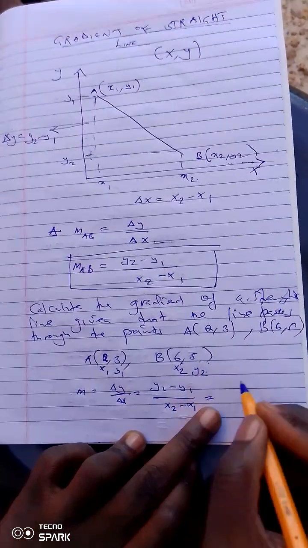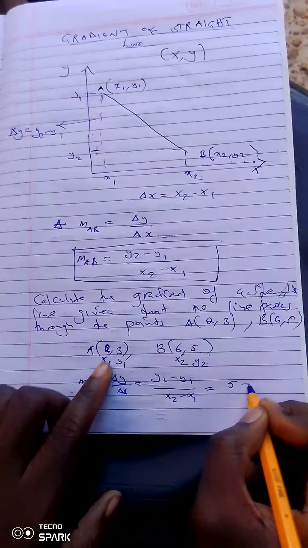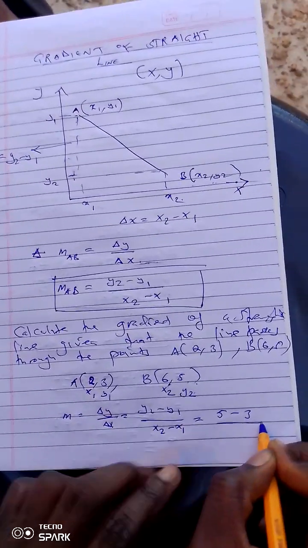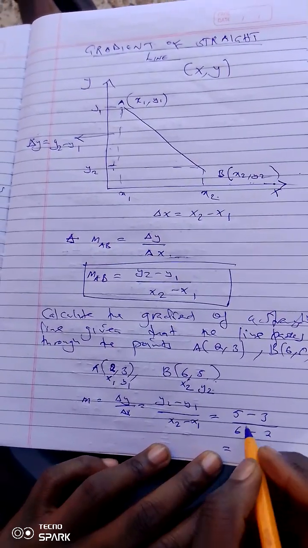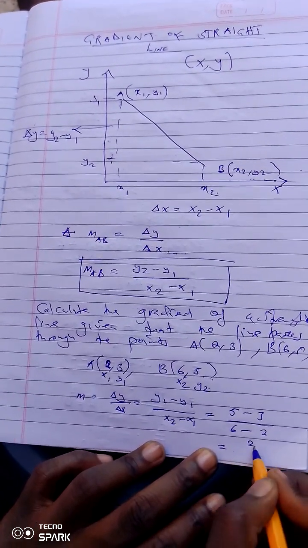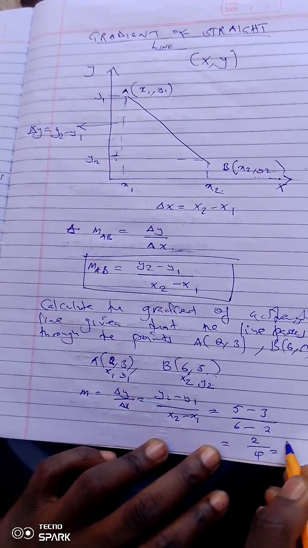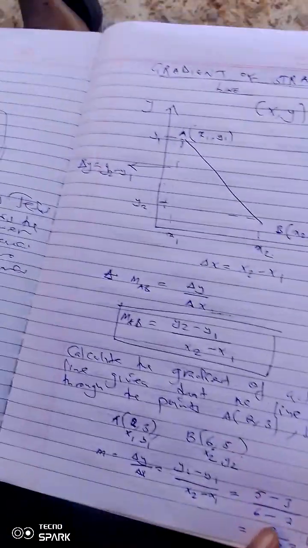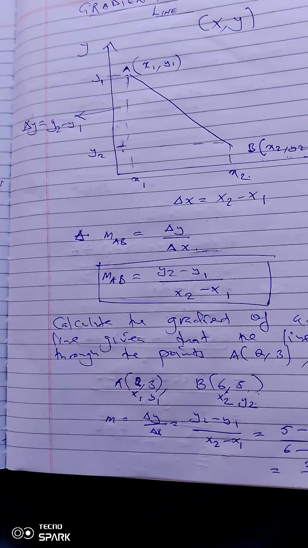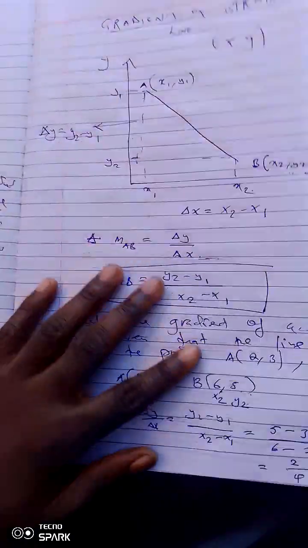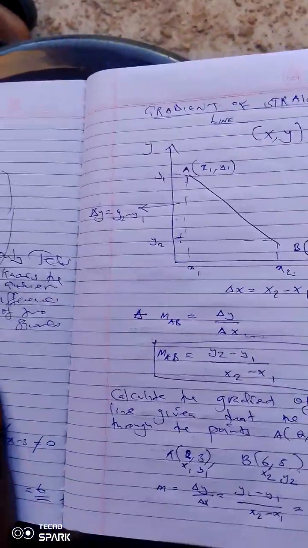So my y2 here is 5 minus my y1 which is 3, over my x2 which is 6 minus my x1 which is 2. So I'm going to get 5 minus 3, that's 2, over 6 minus 2, that's 4. So here I'm getting a half. So the gradient of the straight line passing through the points A and B is a half. So we have an idea of the gradient of a straight line.